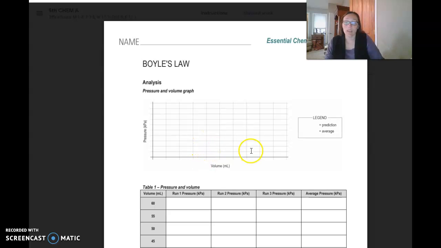From this first page, that's all I need: this graph. If you want to just draw the graph on a piece of paper and take a picture of it and send it to me, that is totally fine. If you want to try to draw it on this actual document, that's fine too, whatever you prefer.